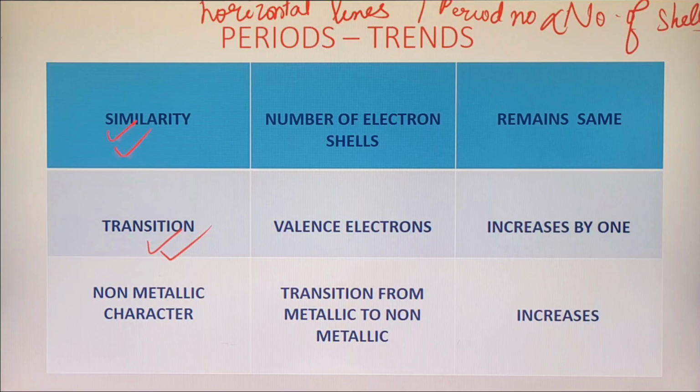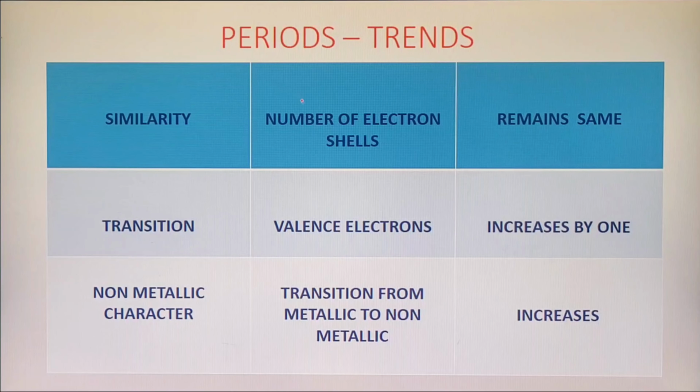So please remember this statement. Period number will give you the number of shells. This is an important statement that you have to remember. Now let's start with the similarity. As I told you, as I move from left to right, the number of shells remains the same. Am I clear? As we move from hydrogen, hydrogen has one shell, helium has one shell. So if they are in the same period, they have the same number of shells. Clear? So the number of shells in the period remains the same.